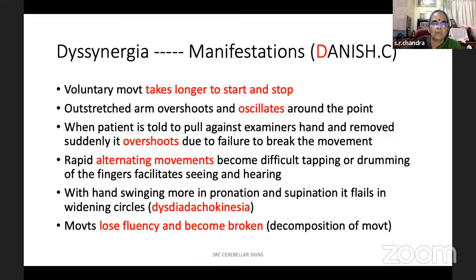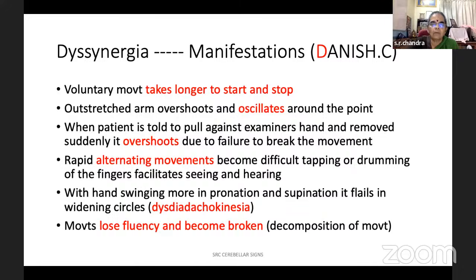And when it reaches the target, the antagonist is not activated. So it will oscillate around the point and either overshoot or undershoot. Rapid alternating movement, which involves proper control of rate, range and rhythm, becomes defective and clumsy, and they will have pronation and supination movements of larger amplitude, and movements lose their fluency and become broken. That we call decomposition of movement.